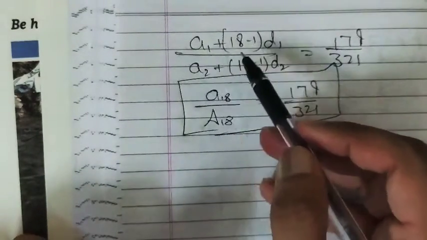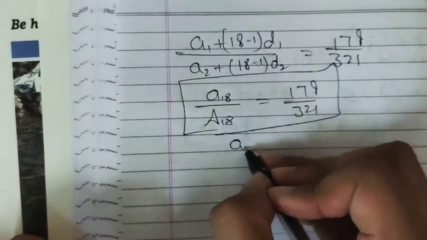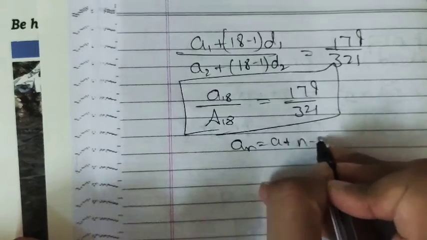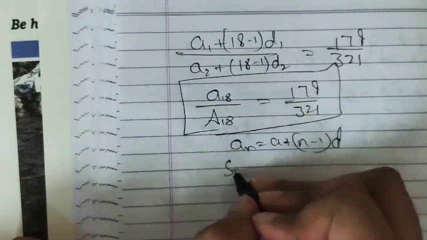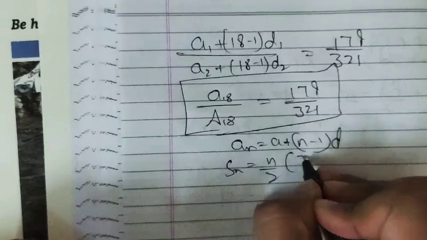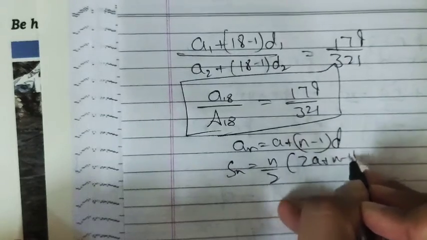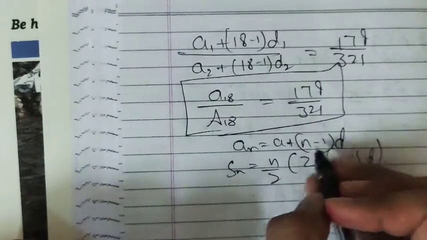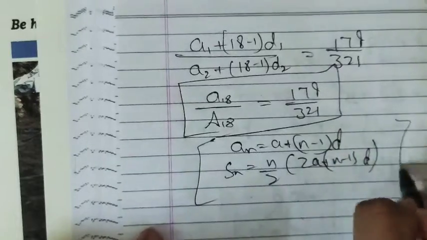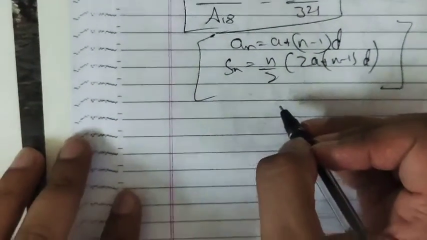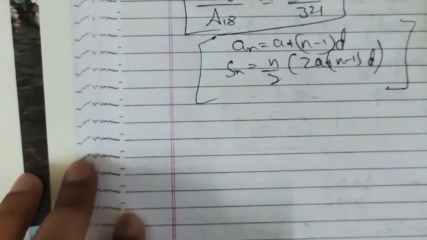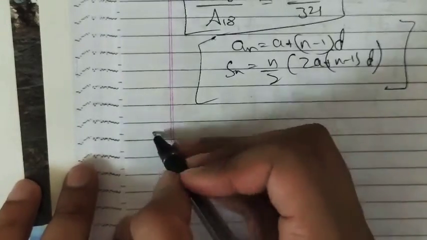An formula is a plus n minus 1 d. An is equal to a plus n minus 1 d, and Sn is equal to n by 2, 2a plus n minus 1 d. These two formulas we have used in this question, right? Next is question number 10th, right?